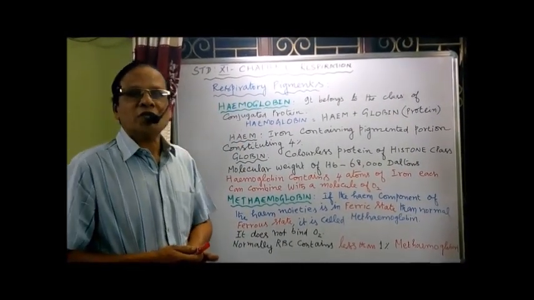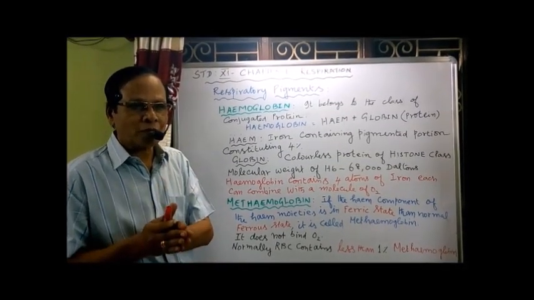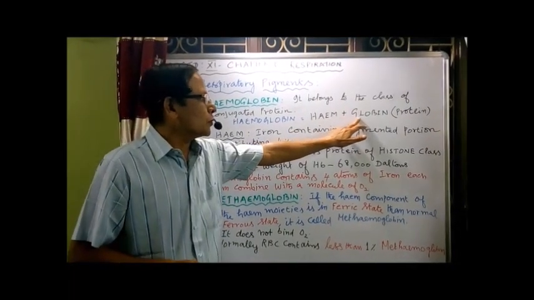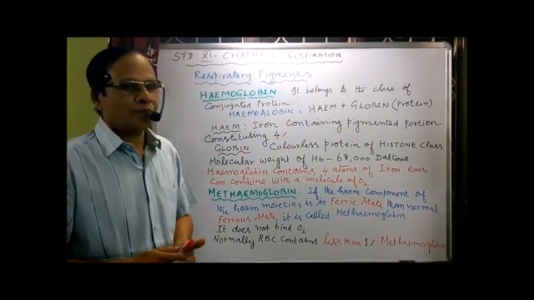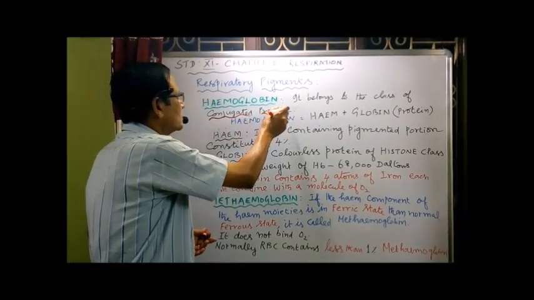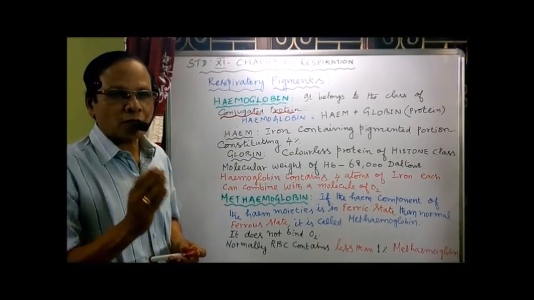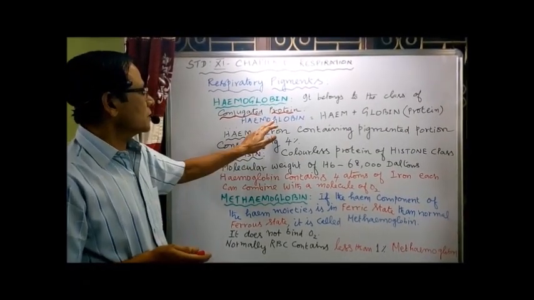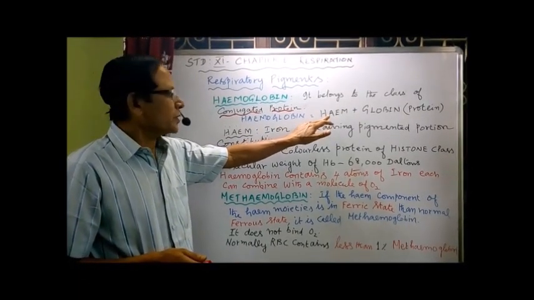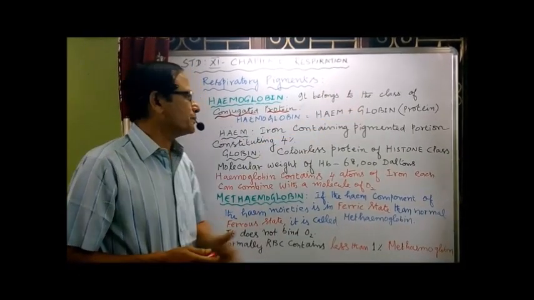So it is a conjugated protein because it is formed of a protein part plus a non-protein part. Now the protein part is globin, and this is a non-protein part. That's why it's called a conjugated protein. So it is a conjugated protein formed of two components, one is protein, another one non-protein. For example, hemoglobin is formed of heme, a colored pigmented part, and a colorless protein, globin.